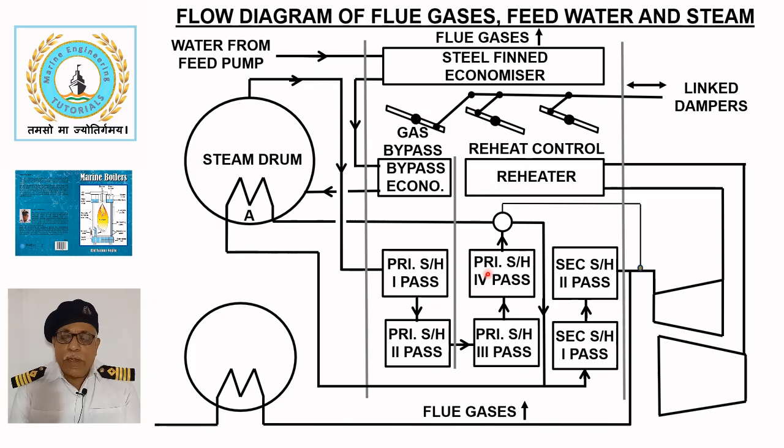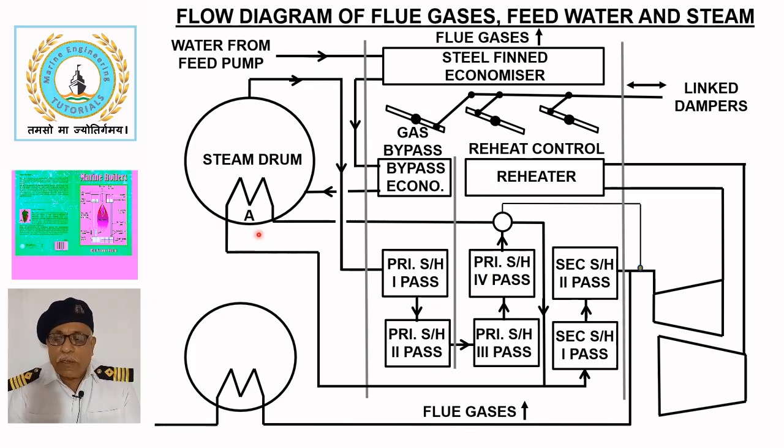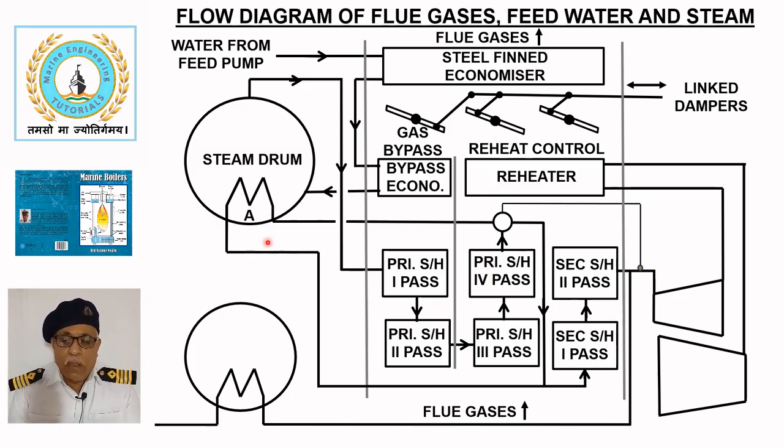The degree of superheat is controlled by a desuperheater located between primary and secondary superheaters, that is within the steam drum, as well as by regulating the flue gas flow over the superheater surfaces.